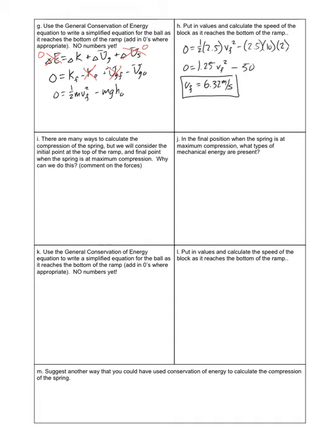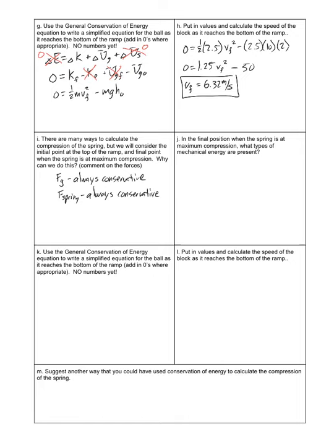Now it continues. It says there are many ways to calculate the compression of the spring, but we will consider the initial point at the top of the ramp and the final point when the spring is at maximum compression. Why can we do this? Well, what are the forces? You got the force of gravity, which is always conservative. At some point, we're going to have the force of the spring, which is always conservative.